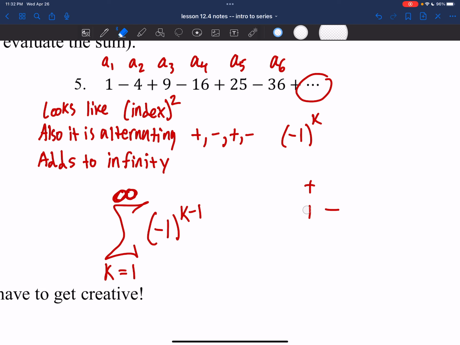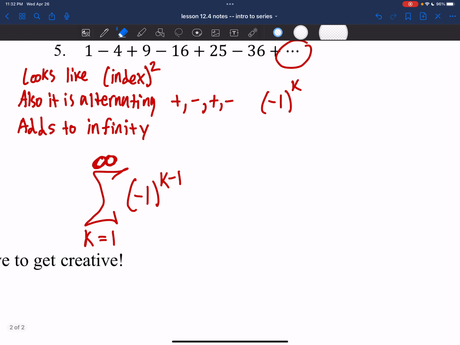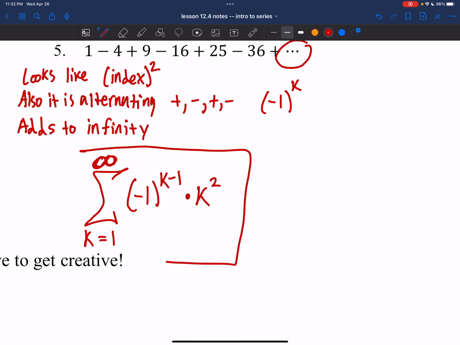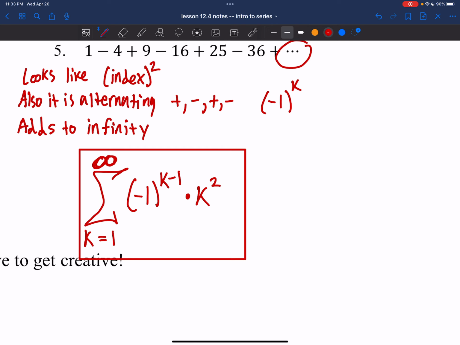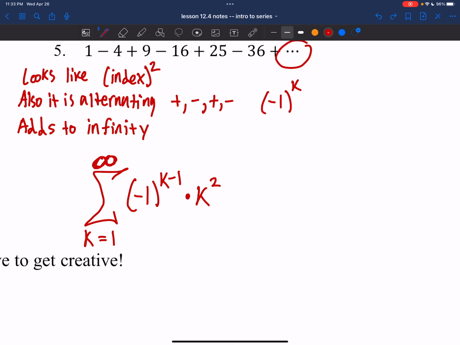And really, you have a lot of choice here. You can say k minus 1. You can say k plus 1. You can say whatever, right? Whatever makes it start on a positive number. And then, excuse me, I'm doing the index squared, right? And the index in question is k. So it's times k squared, since k is the index that's getting squared. And so that's my infinite series.